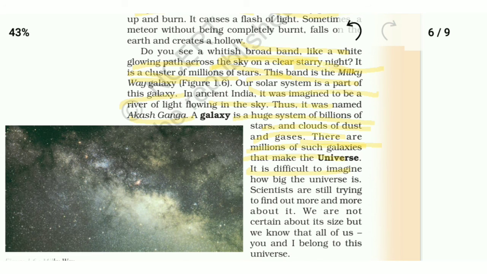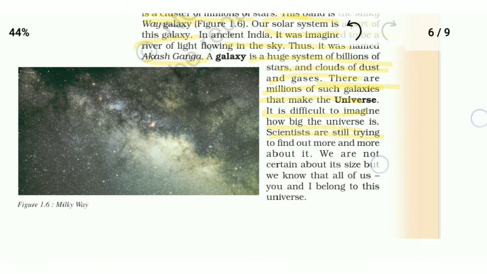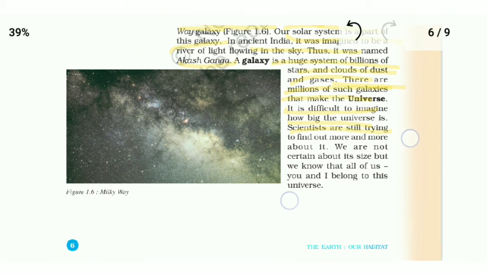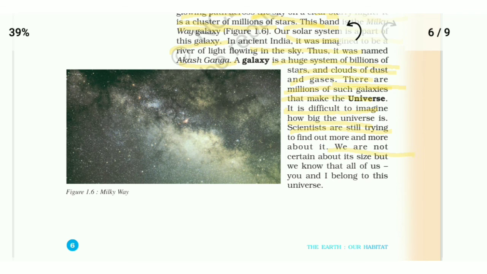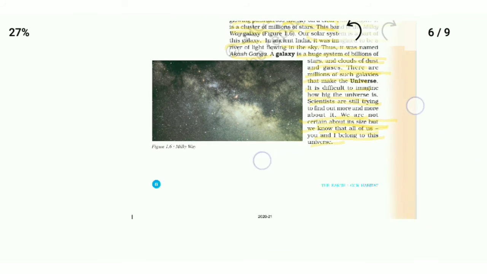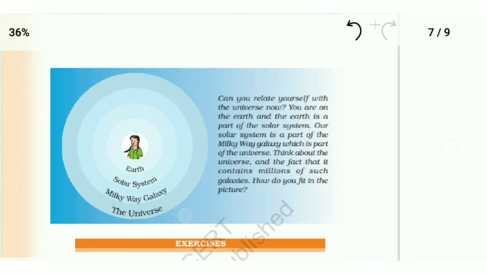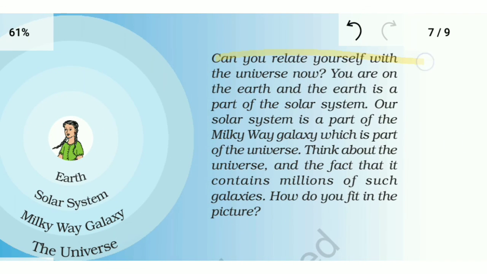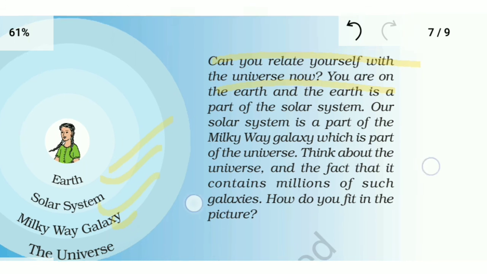It is difficult to imagine how big the universe is, and scientists are still trying to find out how big it is. We are not certain about its size. We know that all of us belong to this universe. So here it is completed. Then you can relate yourself with the universe: Earth, solar system, Milky Way, and the universe.